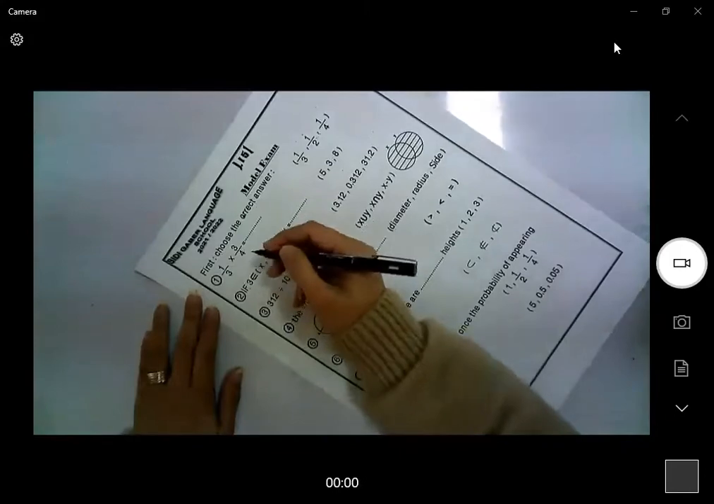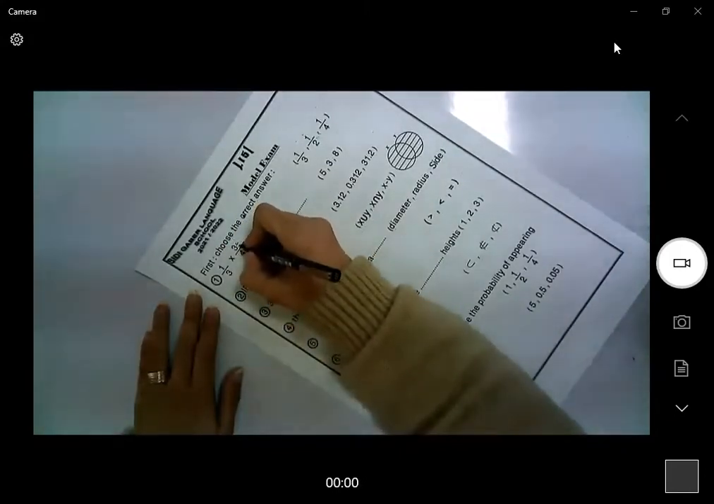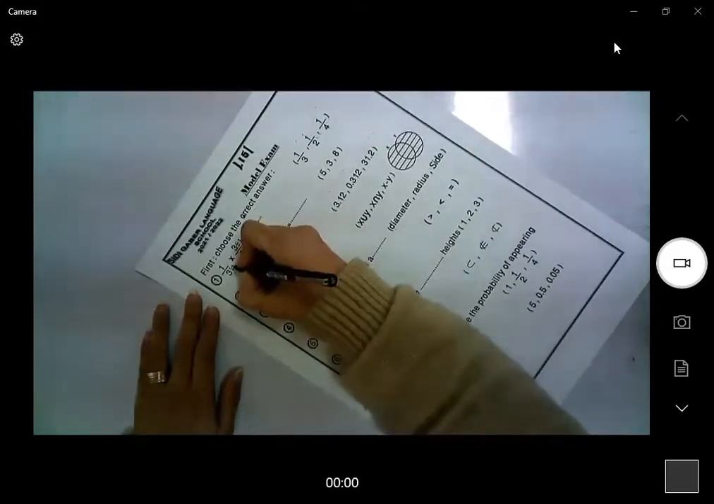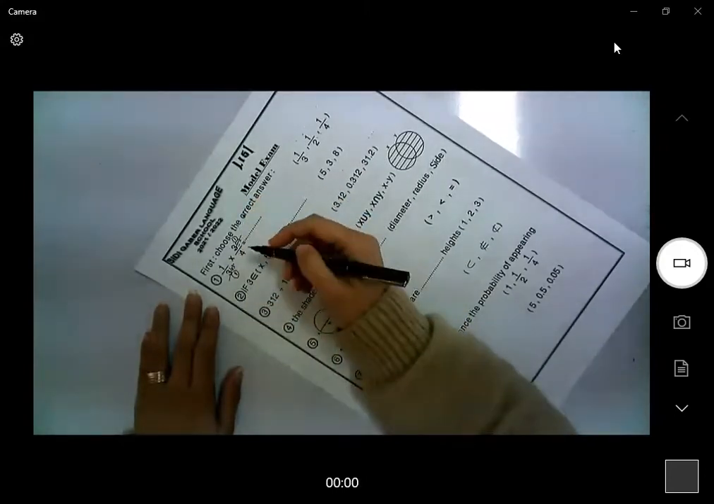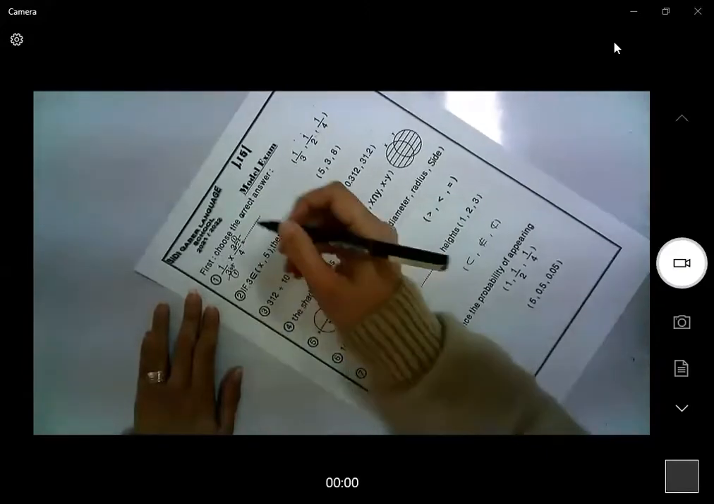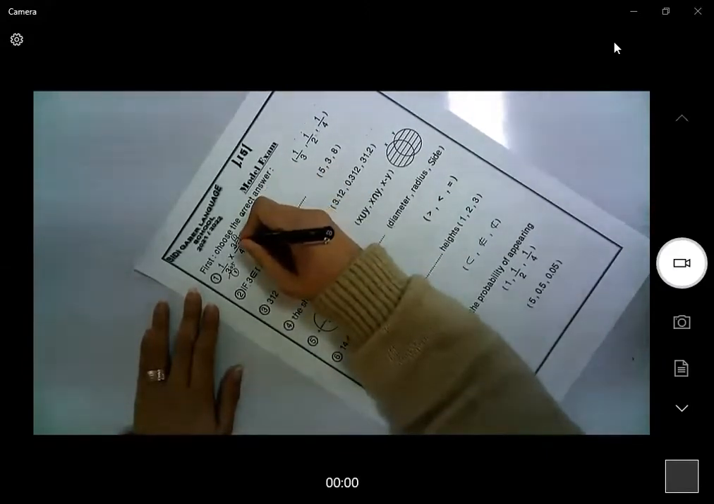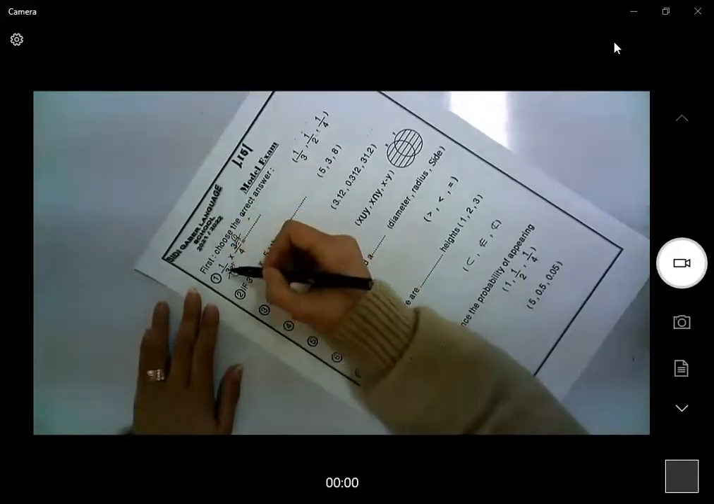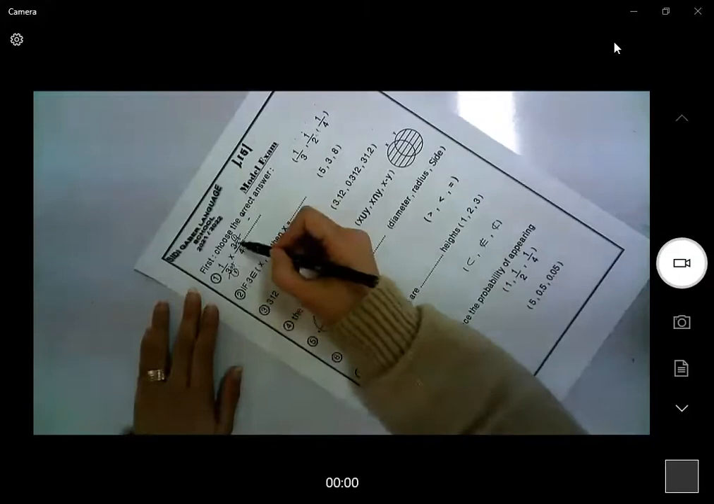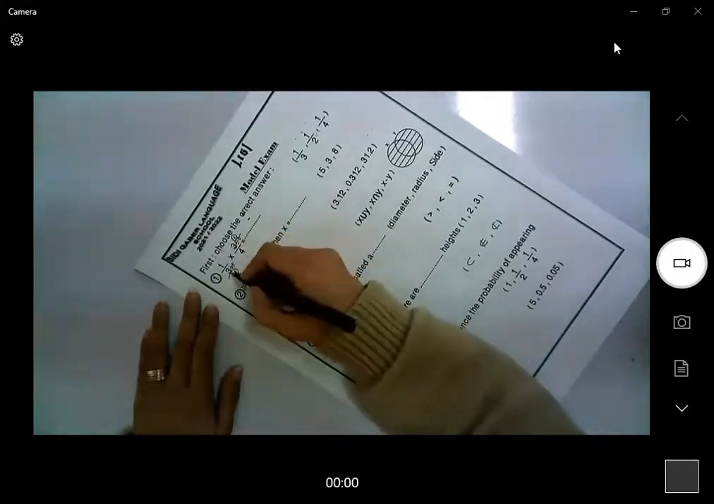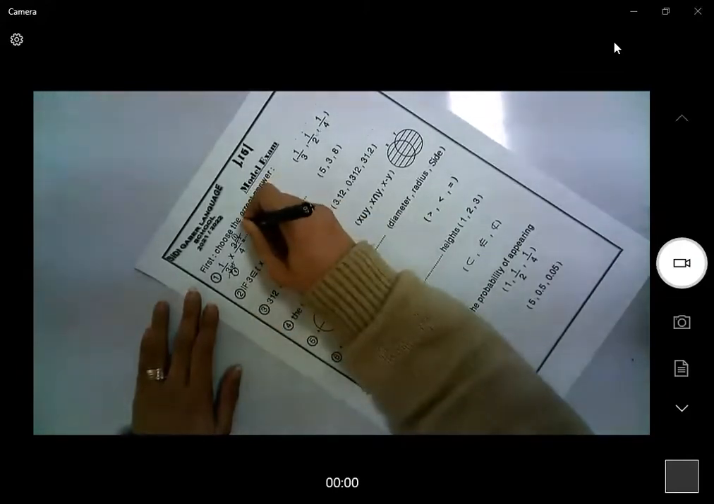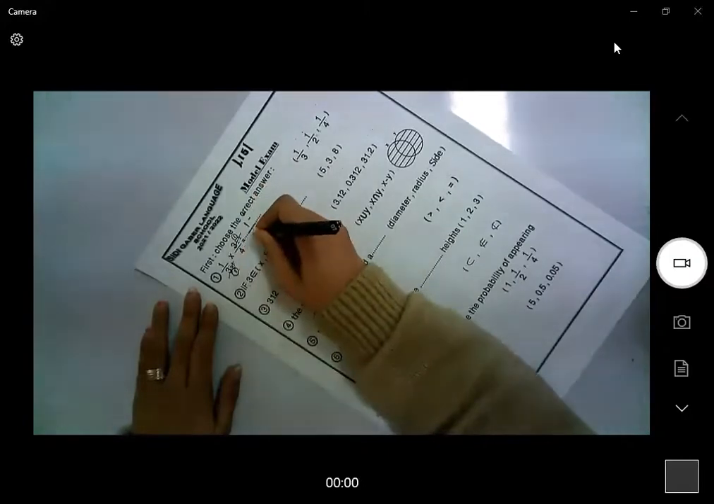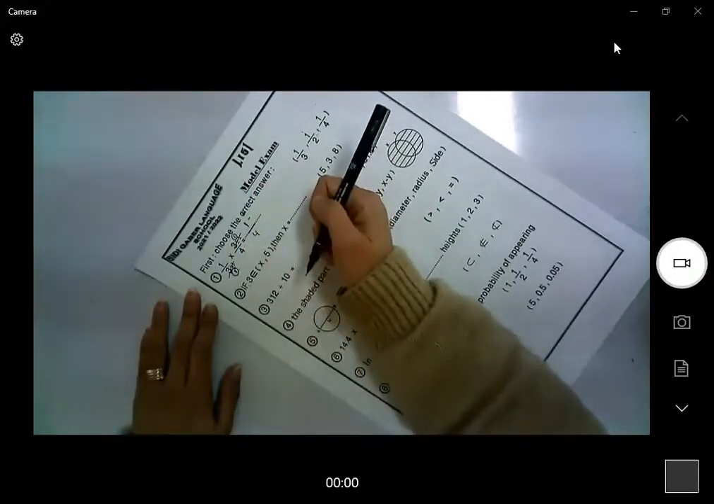1/3 × 3/4. Okay, we can divide the 3 and here by 3. 3 / 3 = 1 and 3 / 3 = 1. Then we multiply. Excellent. Again, we have 3 / 3 and 3 / 3, which equals 1 and 1. Concentrate with me. 1 × 1 = 1, and 1 × 4 = 4. Then the answer is 1/4.